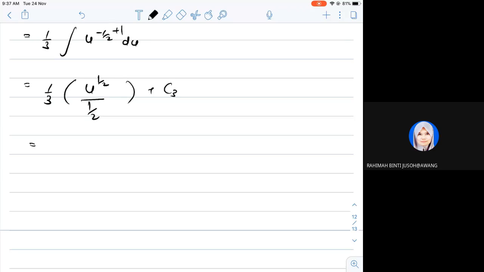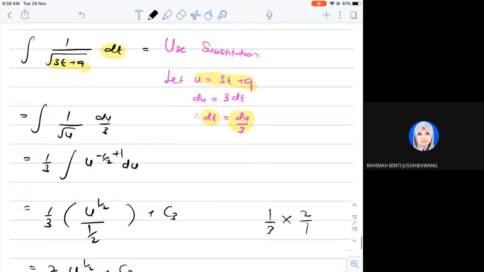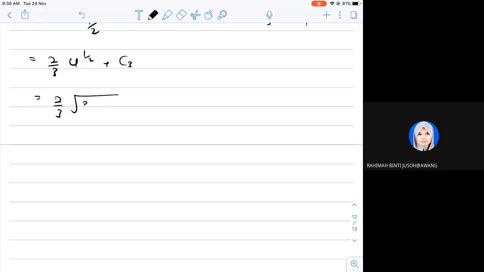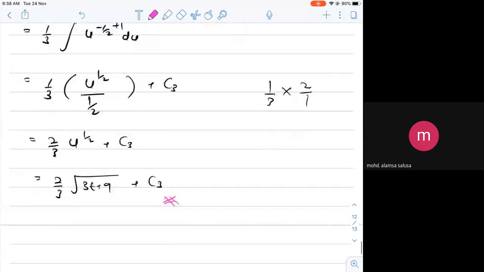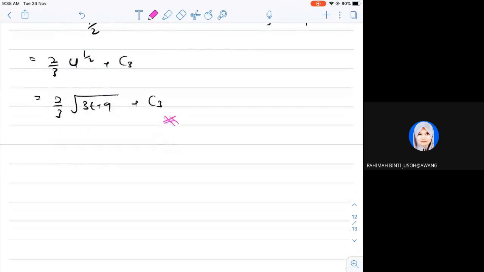Okay, so 1 over 3 divided by 1 over 2 should be multiplied by 2 over 1. So we have 2 over 3, isn't it? So u to the power of half plus C3. So you will get 2 over 3 square root of, substitute again your u, 3t plus 9 plus C3. So you will get this. Understand, guys? For this integration, is there any mistake? Okay, it's correct now, right?